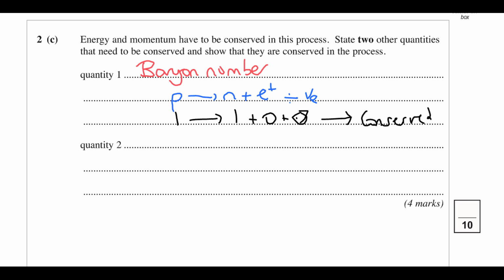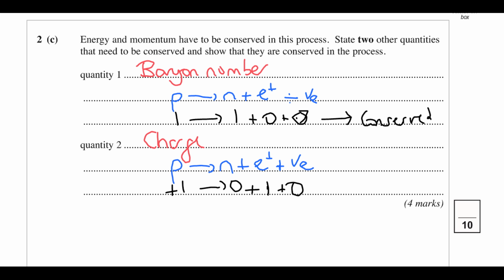Another thing that needs to be conserved is charge. So again, let's write out our equation. Hopefully you can see this already. Now we've got proton is a charge of +1, neutrons are not charged, positrons have a charge of +1, electron neutrino is neutral, hence the name neutrino, and so we can see that is also conserved.